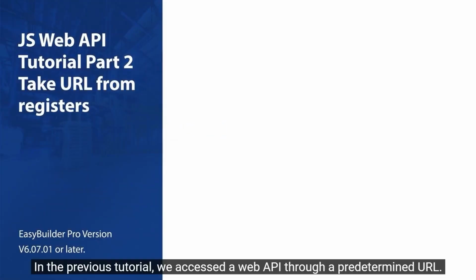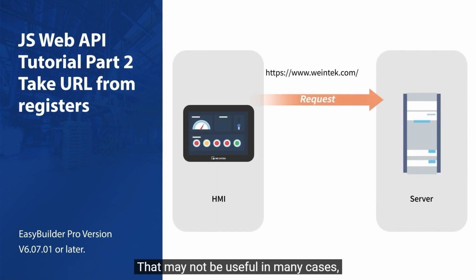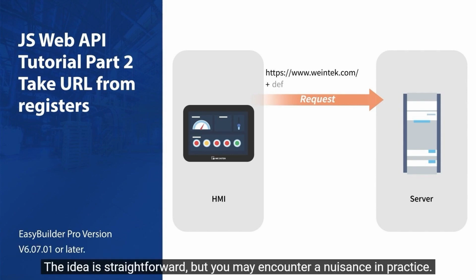In the previous tutorial, we accessed a web API through a predetermined URL. That may not be useful in many cases, and most of the time we might prefer to get the URL from HMI or PLC registers instead. The idea is straightforward, but you may encounter a nuisance in practice.